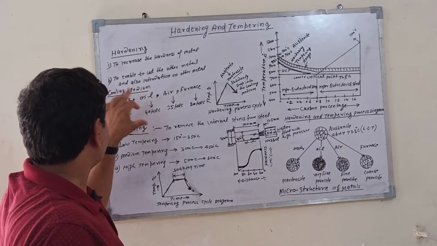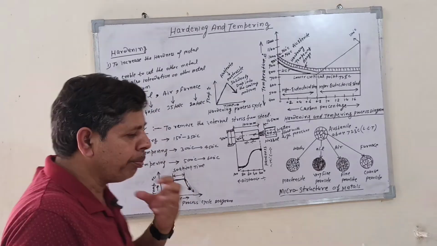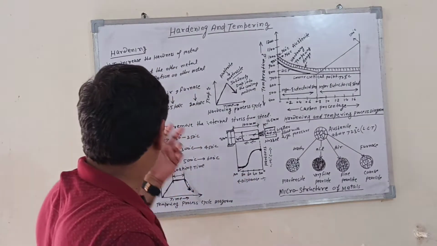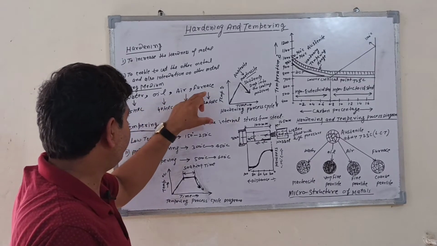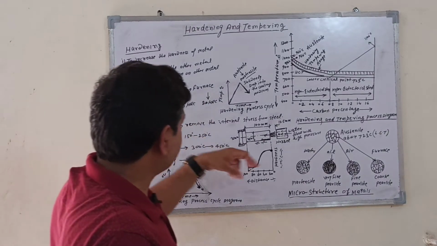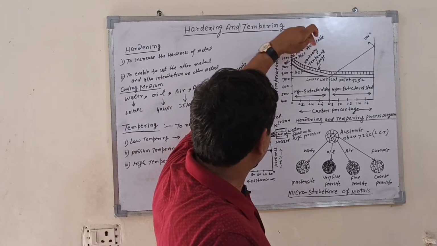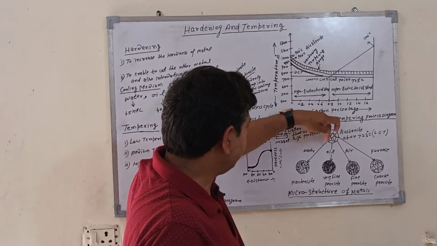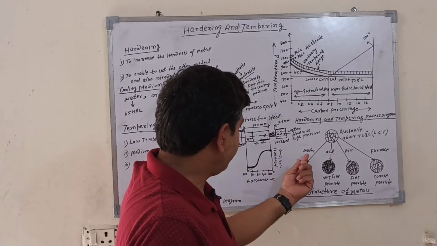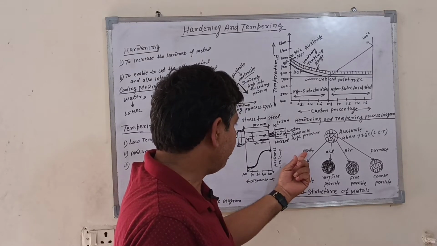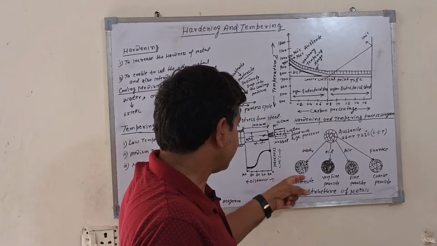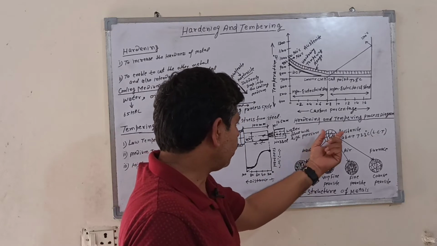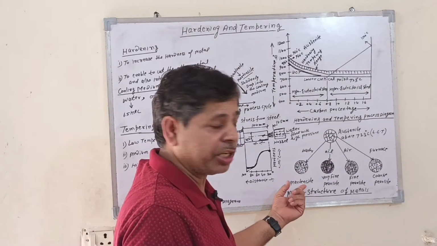The cooling media generally take four types: water, oil, air, and furnace. With water, the metal is heated in this area. This is the austenite. The metal is heated and dropped in water, and you get this structure. The austenite is changed into a martensite structure.